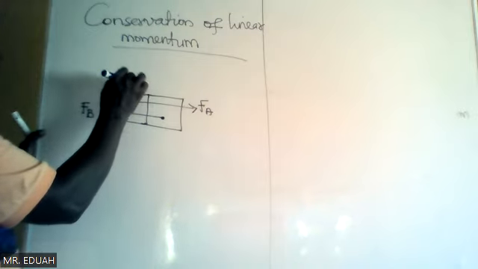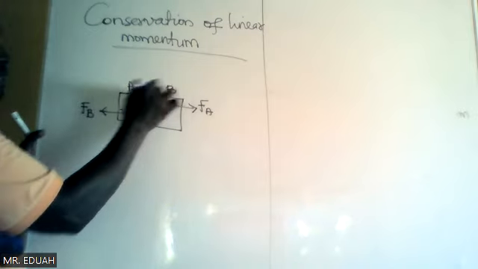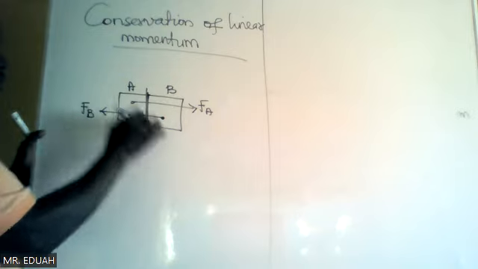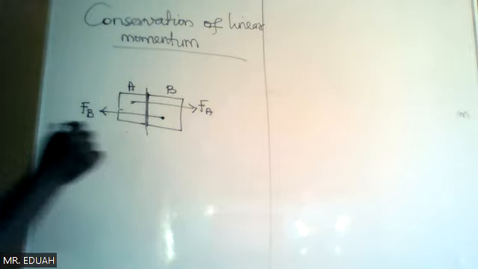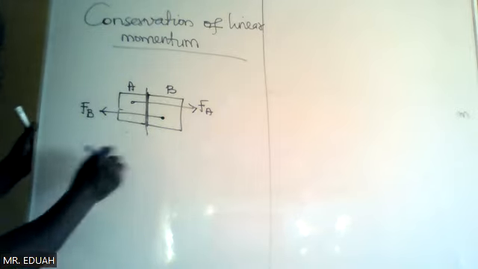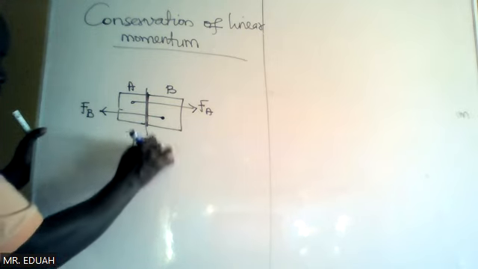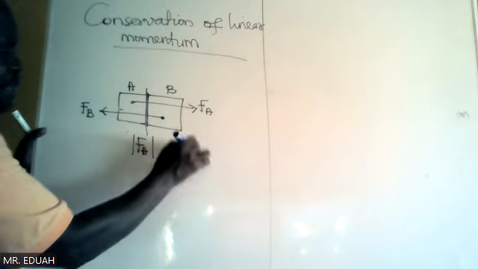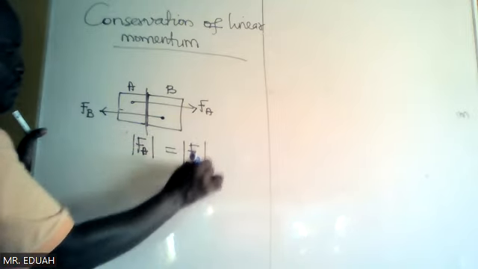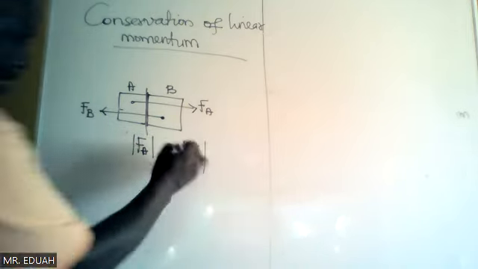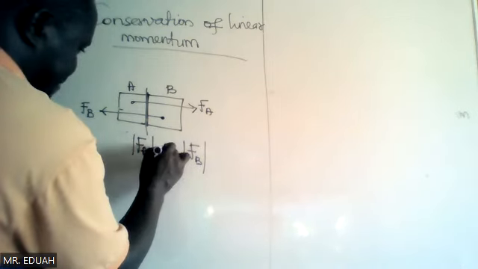So this is A, and then this is B. So the two bodies exert equal forces. So Fa is equal to Fb, but they act oppositely. So let me bring a minus here.